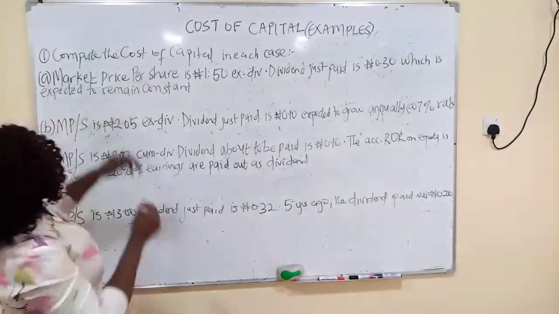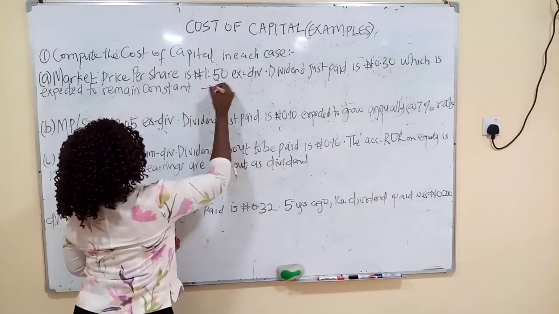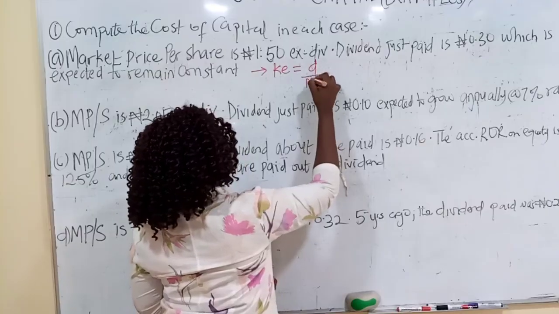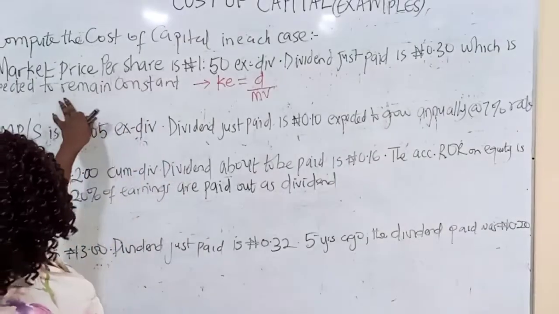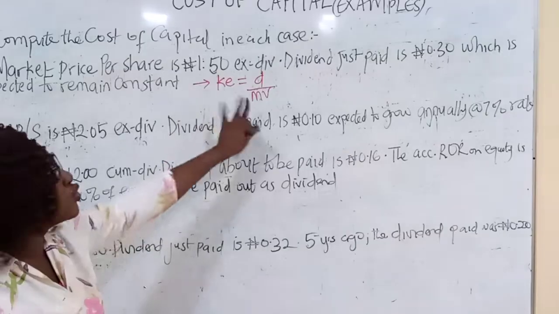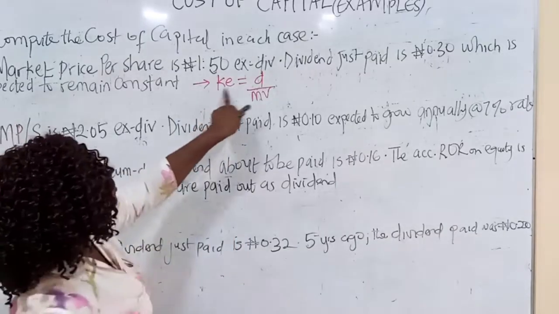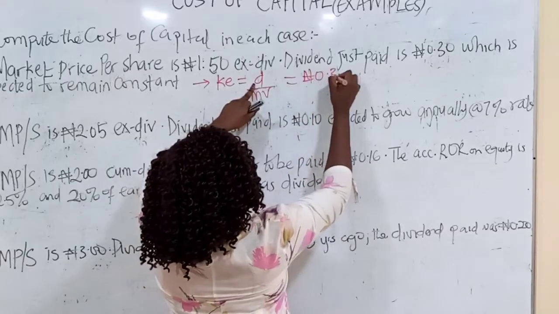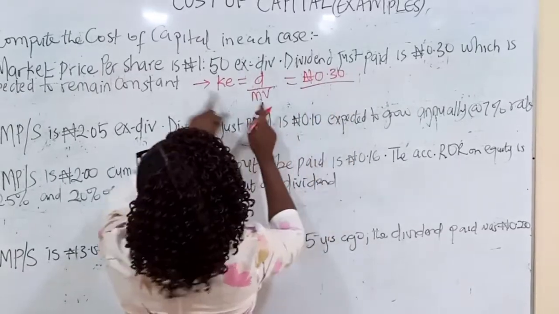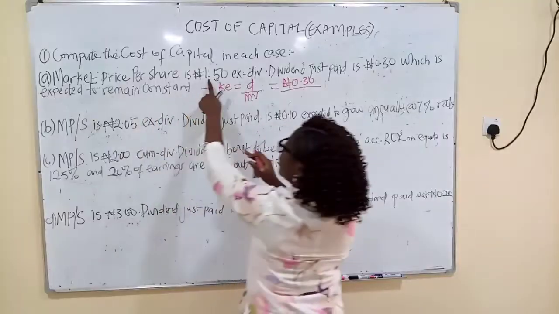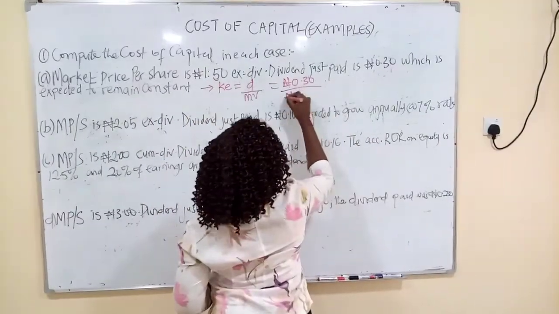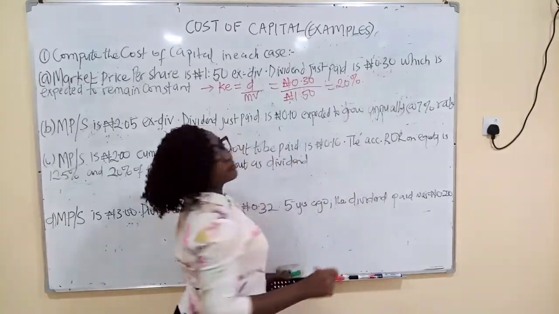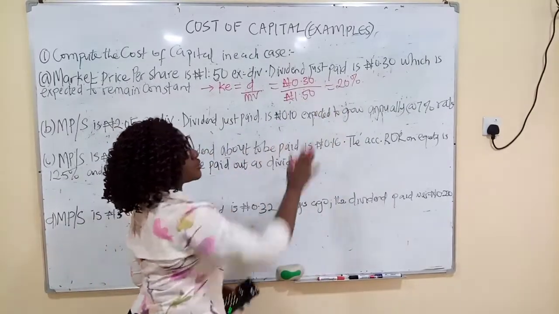No. So this should already tell you that you are looking for cost of equity, which is equal to dividend over market value. The dividend is expected to remain constant, so don't involve growth. So this is what you're looking for. Ask yourself, what is the dividend? They told you the dividend is 0.30 naira over market price or market value per share, 1 naira 50 kobo. That will give you 20%. So the cost of equity in this case is 20%.